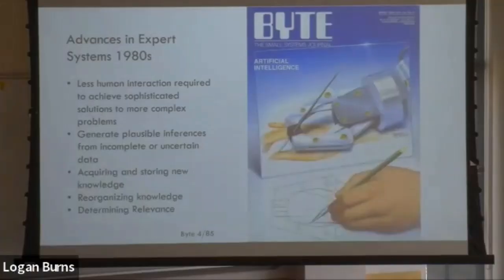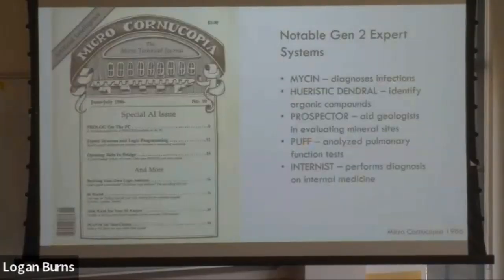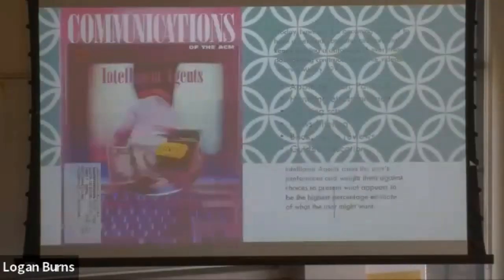Okay, and then the next thing here is now we're starting to get modern. We're now in 1985, and we're starting to come up with autonomous machines. There's another one here. These are some examples of the kinds of programs that were being done: diagnosing infections, identifying organic compounds, looking for mineral sites, and so on. So we're really starting to get sophisticated by the mid-1980s. And then in the mid-1990s, we have a quote from Minsky that you can read.